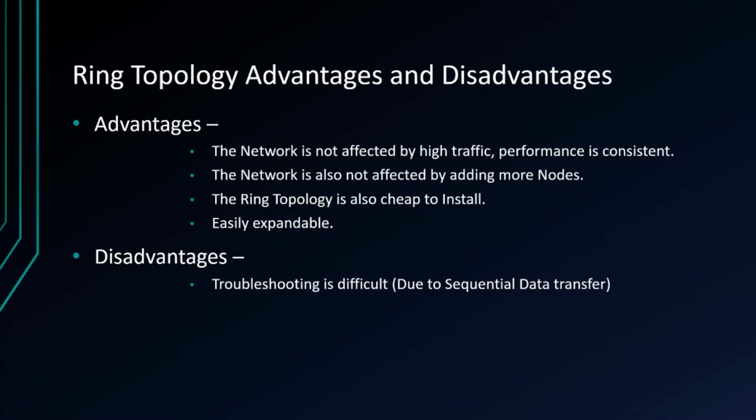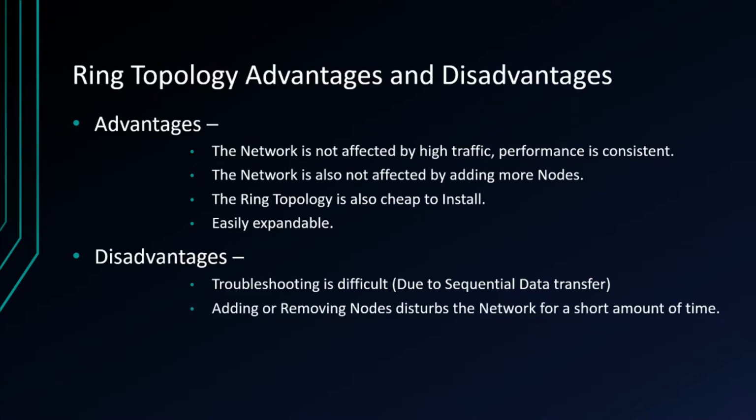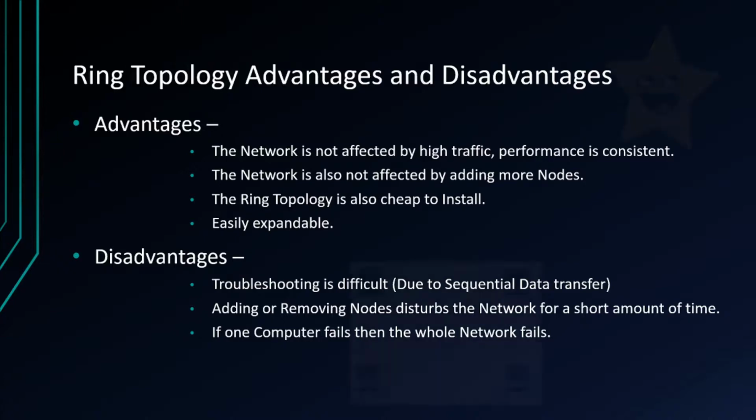As all the data is passed through, it can be difficult to see where a problem is in which node. Adding or removing nodes disturbs the network for a short amount of time. This could be a problem on a network that has to be consistently run, as disruptions aren't very good. If one computer fails, then the whole network fails, similar to the bus topology. This isn't obviously something you want to go wrong with your network.